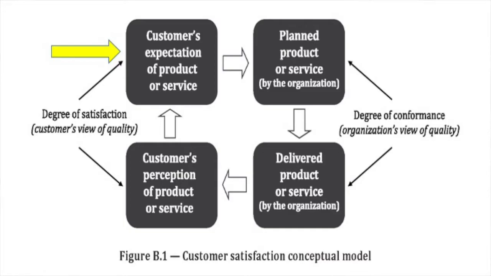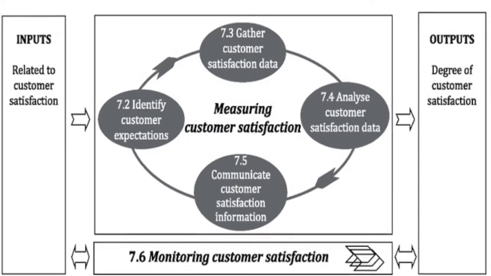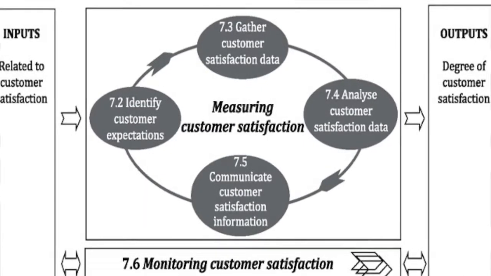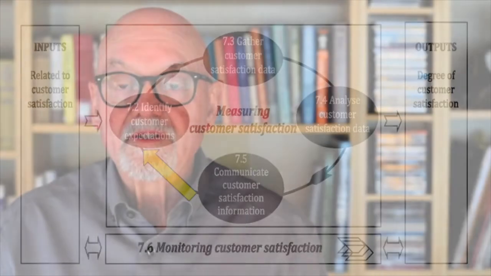ISO 10004 has this model that, based on inputs, process, and output, will give you a framework to begin with so you can design a program to monitor customer satisfaction. You'll see it starts here with identifying customer expectations. Then we go on to gathering their satisfaction data. We analyze the satisfaction data, communicate the satisfaction information inside the organization, and then we use that to see how well we have met customer expectations.